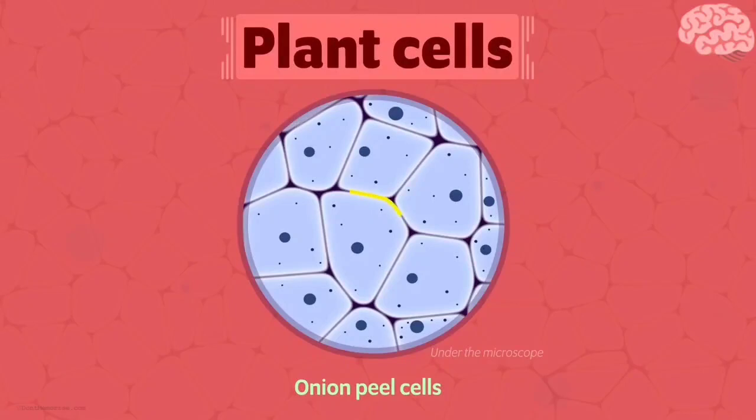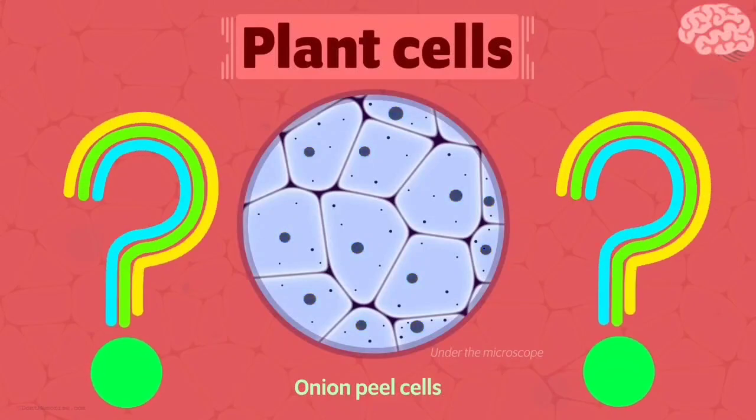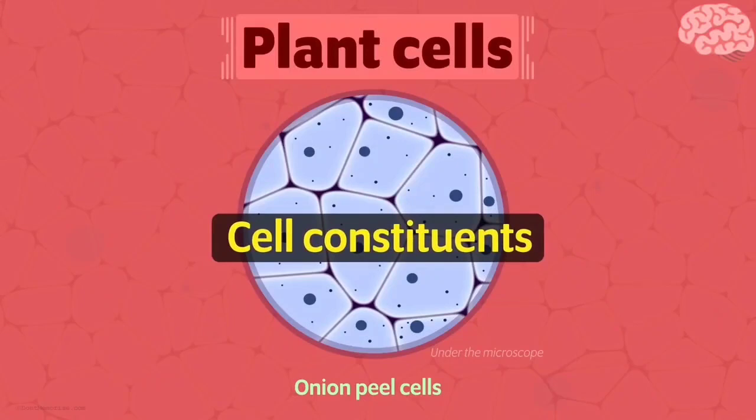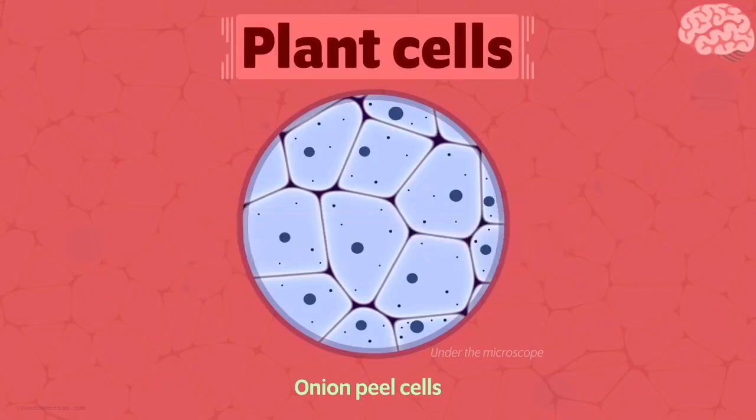Roughly, we have seen this thick distinct border that differentiates each cell from the other one. Then we have these tiny dark spots scattered all over. Also, we can spot this prominent circular structure here which is very darkly stained. Any idea what these things are? Well, these are the cell constituents. Let's get introduced to each.